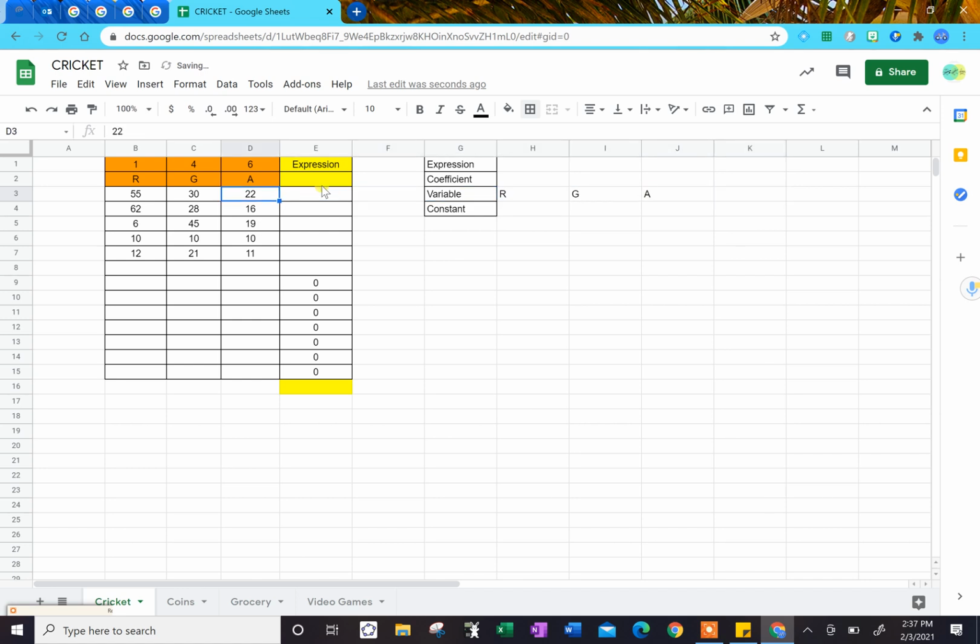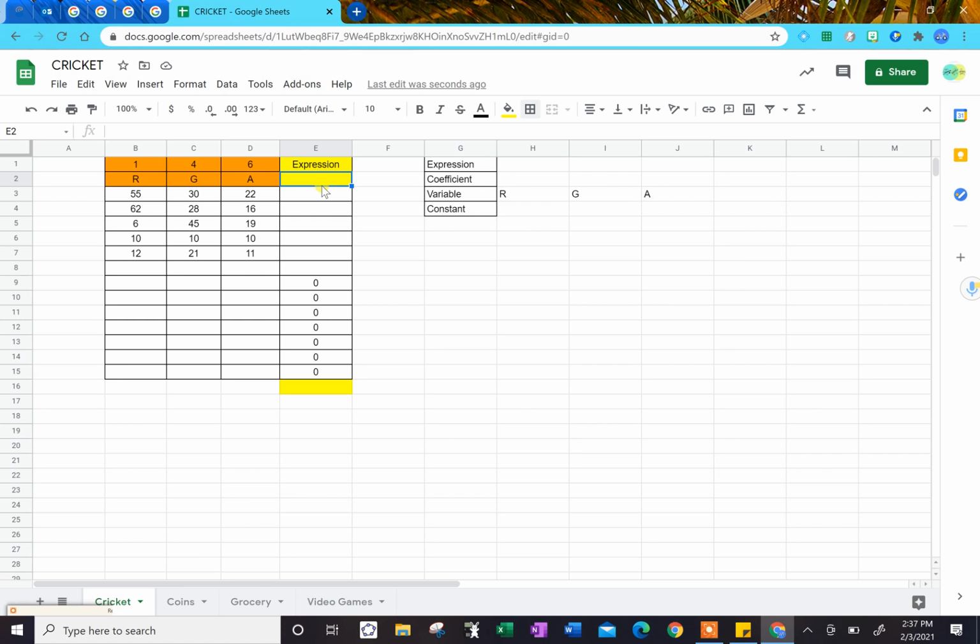The reason they're variables is because in this first match, I had 55 runs, 30 ground boundaries, and 22 air boundaries. So I hit 55 of them and ran for 55 runs. I hit 30 into the boundary, so I got 4 points for each of them. And then I got 22 boundary shots in the air, and each one was worth 6 points. So what does this look like?